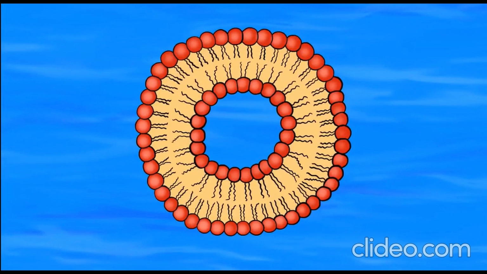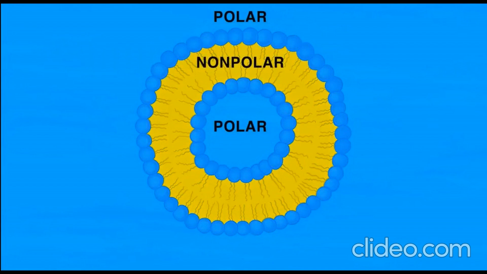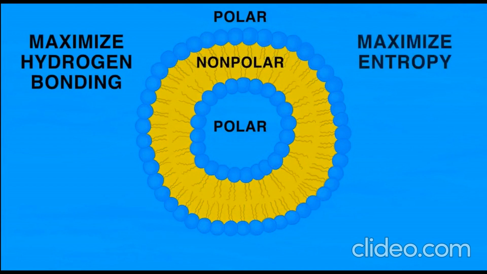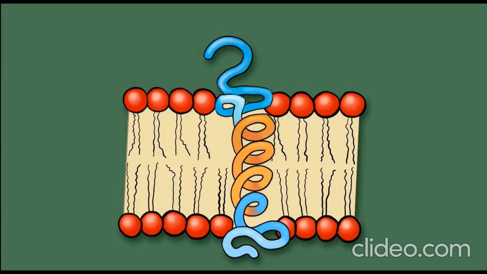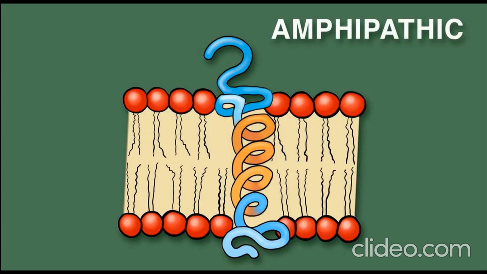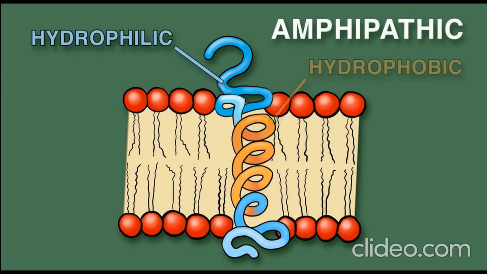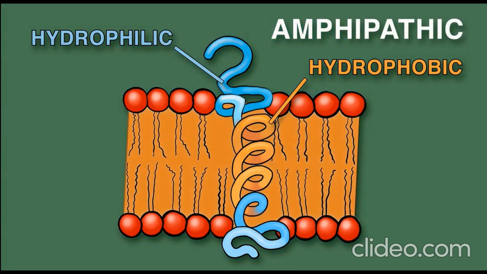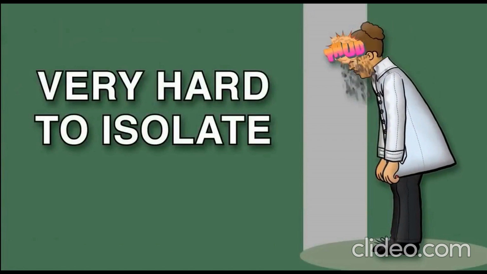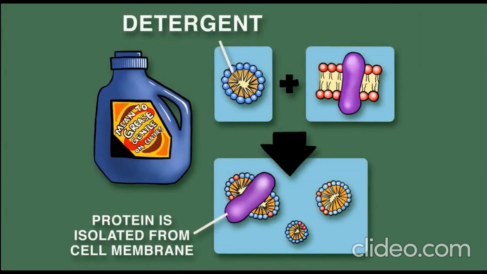This is why phospholipids in water will spontaneously form lipid bilayers. These bilayers minimize contact between polar and nonpolar molecules, maximize hydrogen bonding, and maximize entropy. This is also why transmembrane proteins are amphipathic, which means that they have regions which are hydrophilic and regions which are hydrophobic. The hydrophilic regions are exposed to water on either side of the membrane, while the hydrophobic bits are happily interacting with the hydrophobic tails of lipid molecules in the interior of the bilayer. As a result, transmembrane proteins are stuck permanently in the cell membrane and are very hard to isolate. To get them out, you need to add detergent, which is amphipathic and will disrupt the lipid bilayer.